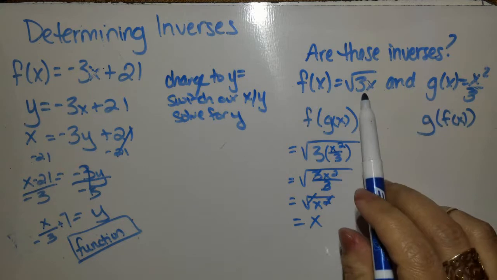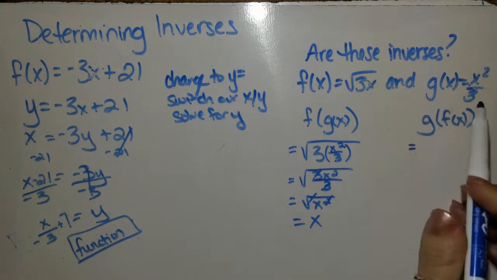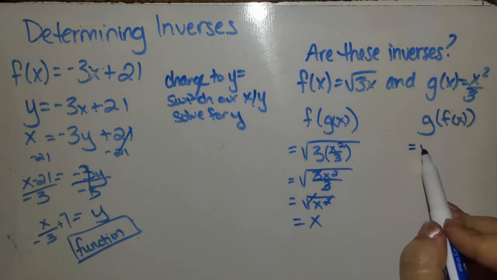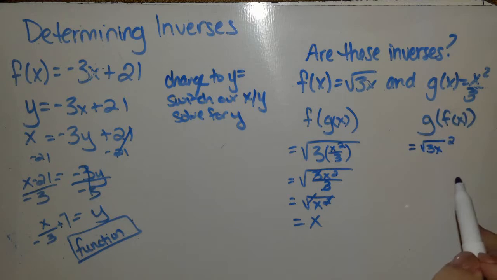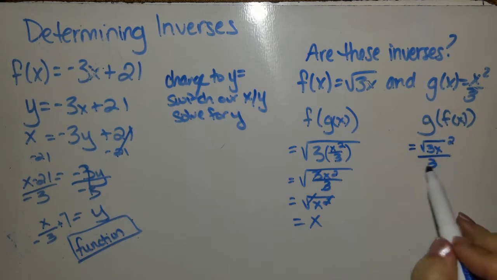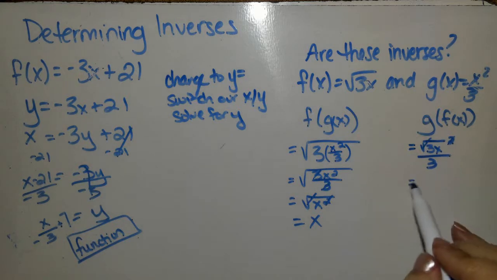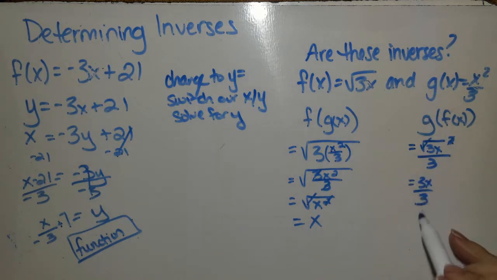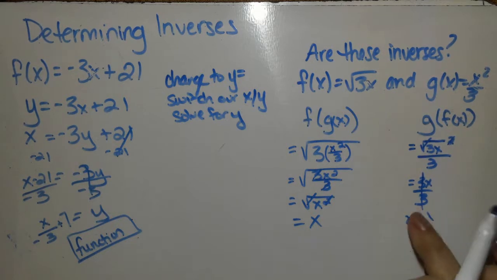Over here, I'm going to pick up this f of x and go put it over here. So instead of x squared, I have the x becomes the square root of 3x, and the square is still there, over 3. The square and the square root cancel, and that leaves 3x divided by 3. 3 divided by 3 is 1, which is x.